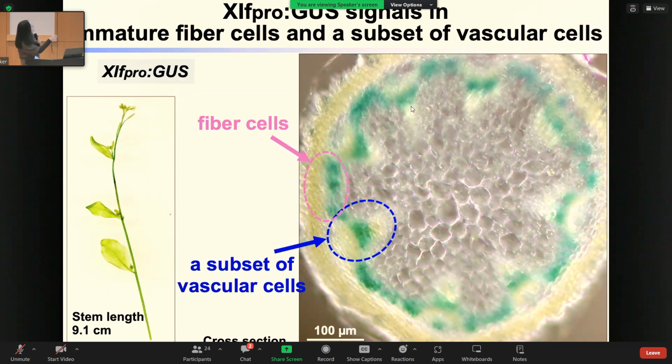In the 11F promoter GUS analysis, the inflorescence stems were stained from the tip to the base. In a cross-section of an elongating stem, the GUS signals were detected as a circular distribution, including fiber cells and a subset of vascular cells.